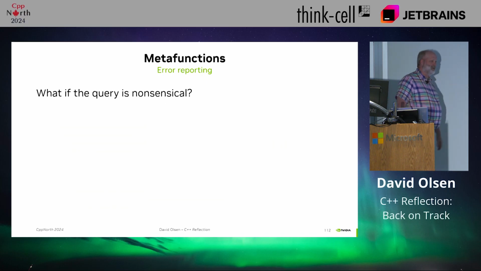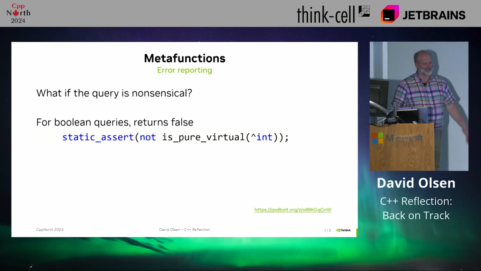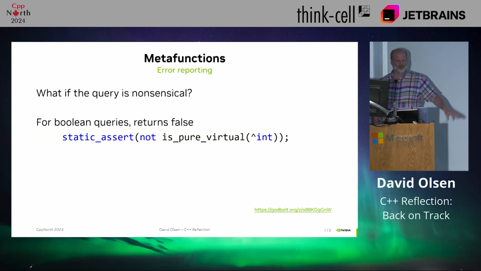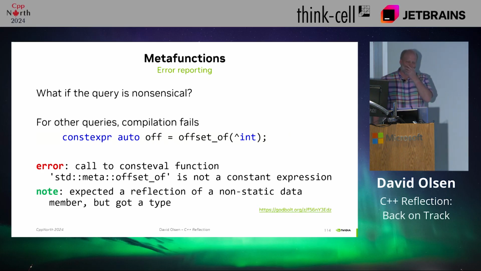So error reporting. What if you give it a nonsensical query? So say you ask, is the type int a pure virtual function? It doesn't make sense. The type is not a function. But for the Boolean queries that return true or false, if it's nonsensical, the query just returns false. So yes, the type int is not a pure virtual function because it's not a function. But for other queries, it results in a compiler error.